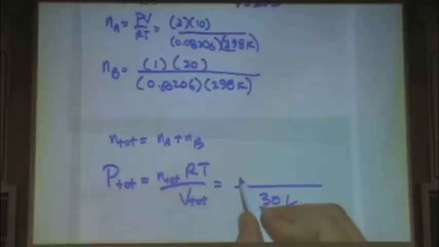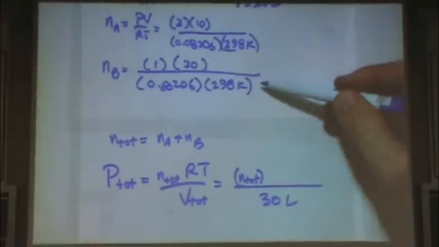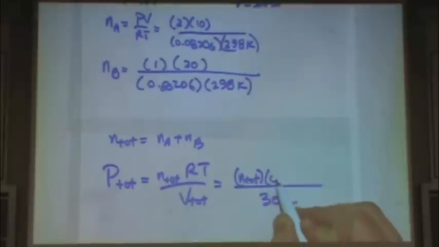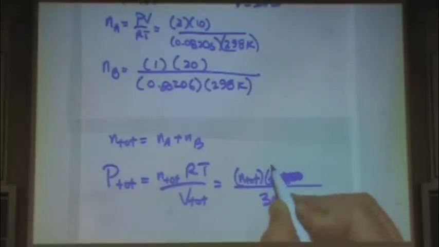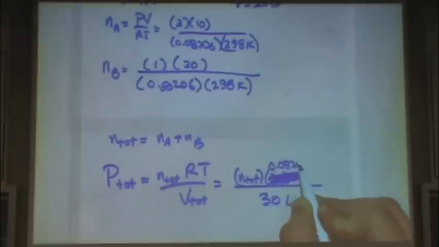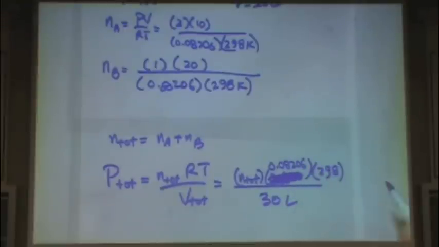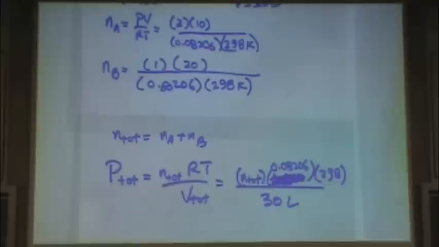N total is what we just found up above. It's moles of A plus moles of B. R is a constant, 0.08206. Keep forgetting the 0. And T is 298 Kelvin. So you can calculate P total pretty easily at this point.